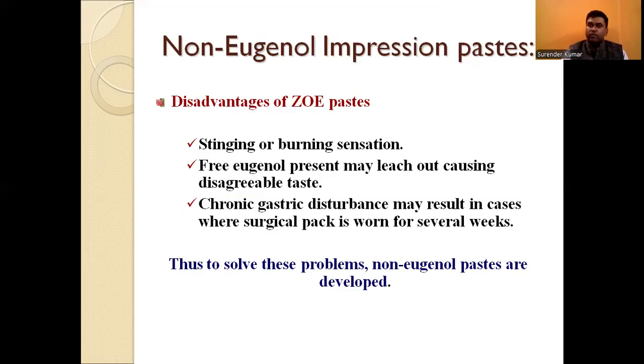Now, in some cases, there is a stinging or burning sensation. These are the disadvantages of zinc oxide eugenol. Some people cannot withstand the burning sensation, and free eugenol present may also leach out and cause a disagreeable taste. Chronic gastric disturbances may also occur when the material is kept for several weeks. So these are the disadvantages of zinc oxide eugenol. In these kinds of cases, we will use a non-eugenol impression paste.